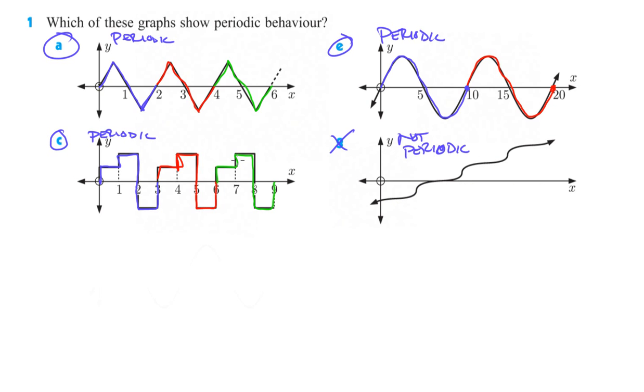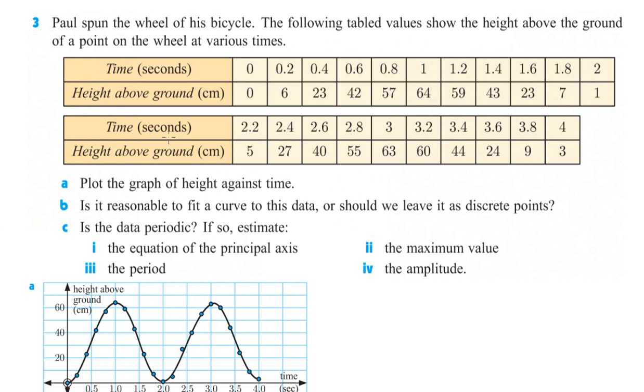Okay. All right. Number 3, Paul spun the wheel of his bicycle. The following tabled values show the height above ground of a point on the wheel at various times. Okay. Plot the graph of height against time. So I took the liberty of using the graph out of the back of the book just because it's going to end up looking so much nicer than mine.